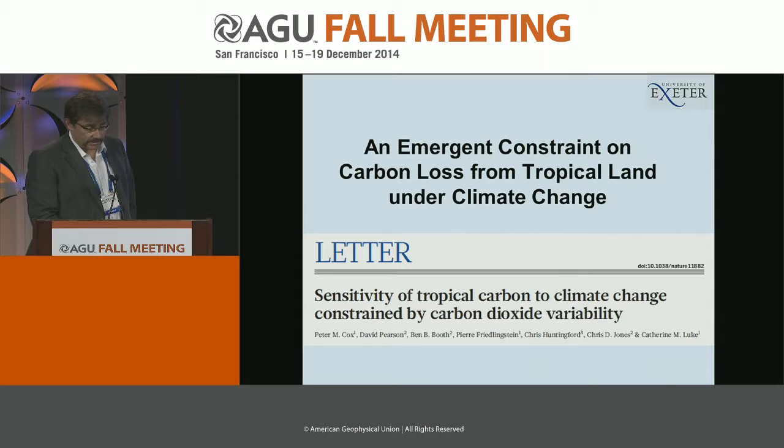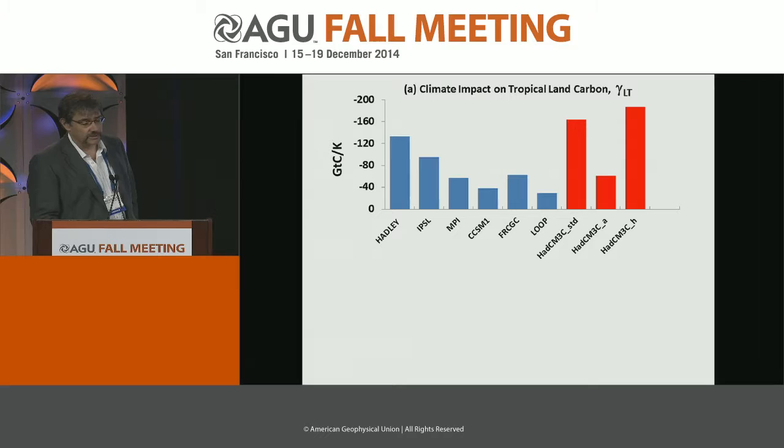So we published something in Nature in 2013 on this issue of what is an emergent constraint on carbon loss from tropical land under climate change associated with CO2 variability from year to year. Okay, this is the basic problem. So this is from the last generation models, the so-called C4MIP models. They're on my third graph where I had a bar chart showing uncertainties, but they're the last generation models. This is the loss of carbon in gigatons of carbon from tropical land per degree of warming in the tropics.